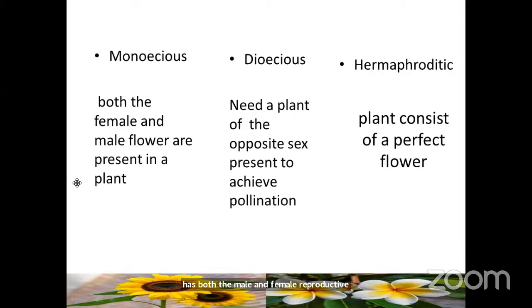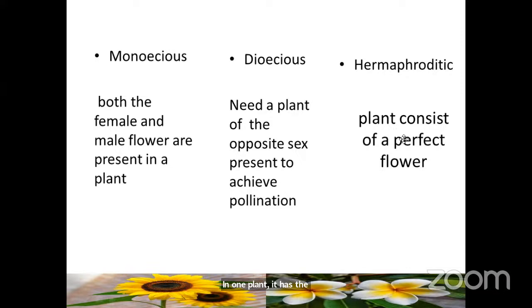The difference when we say monoecious: the plant has both the male and female flower in one plant. Okay, that is monoecious. Dioecious, the male flower is found in another plant, of course, but the same species, just another plant. In hermaphroditic, in one plant, it has the perfect flower.